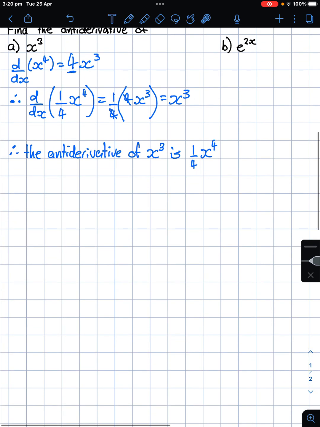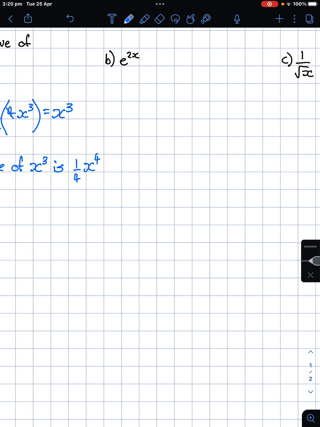Okay, so this is the antiderivative, this value we're getting here, and the derivative of the antiderivative is what we're looking at there. Find the antiderivative of x cubed: we're looking at what, when we take the derivative, is going to give us that. So this next one here, we're looking at e to the 2x.